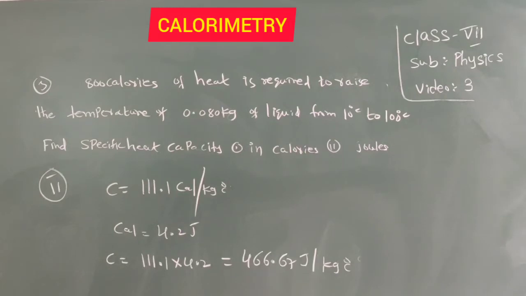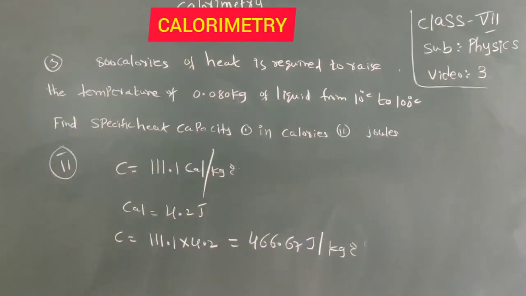Okay, next question number 4. Here mass is given 0.08, and the temperature is increased from 30 degrees Celsius to 130 degrees Celsius, and here energy is given in calories. It is also the same problem. Find the specific heat capacity in calories and joules. Okay, question number 4 now.